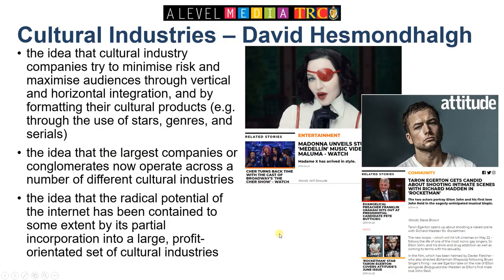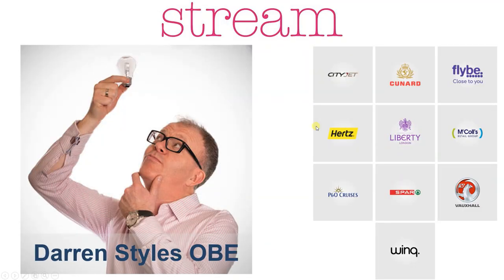Now, also when we're looking at cultural industries with Hesmondhalgh, he talks about the idea that cultural industry companies try to minimize risk and maximize audiences through vertical and horizontal integration, and by formatting their cultural products through the use of stars, genres, and serials. Well, it's not a conglomerate, but as we can see, Stream works with a bunch of different magazines, so you could call that kind of vertical integration.